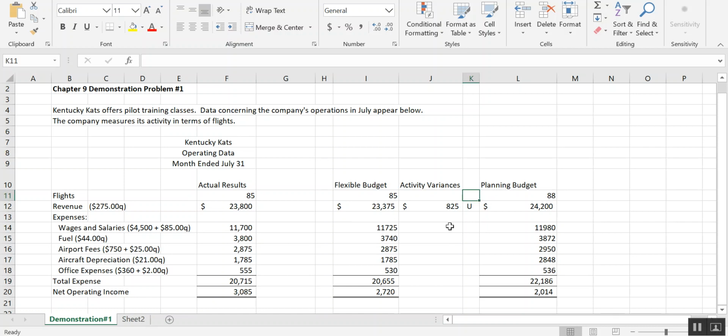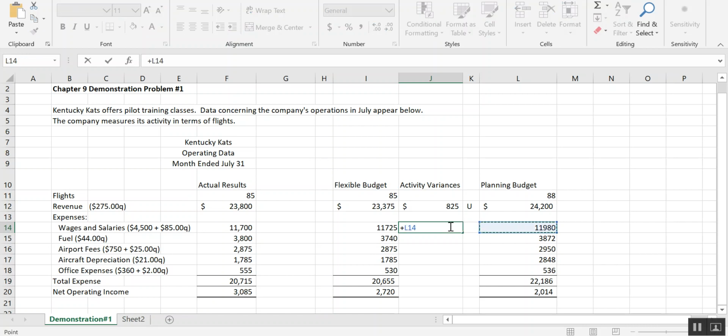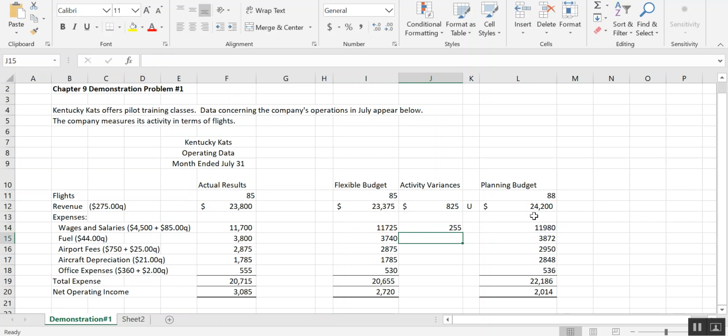So when we go to our next level of comparison, we're going to look at these expenses. Again, we're going to take the planning budget compared to the flexible budget. We're going to take the planning minus the flexible. We get $255. Now, the planning budget being higher than the flexible budget means this is a favorable variance. That is, our costs are lower than what we originally planned.